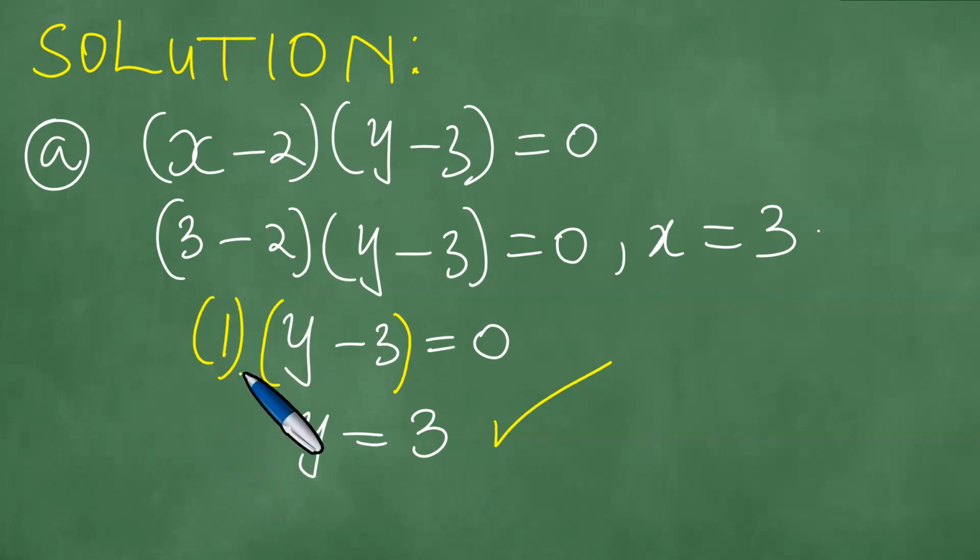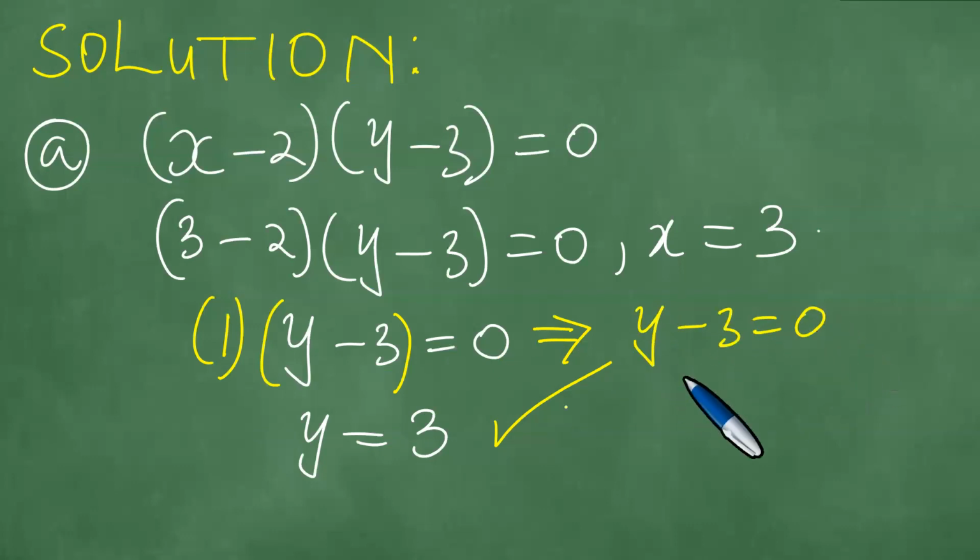Right, so 3 minus 2 equals 1, but 1 times anything equals whatever it is. So 1 times y minus 3 is just y minus 3. This means that we can write y minus 3 equals 0, because 1 times y minus 3 is just y minus 3. Like 1 times 0 is 0. 1 times 2 is 2. So you multiply any number by 1, you get that number.